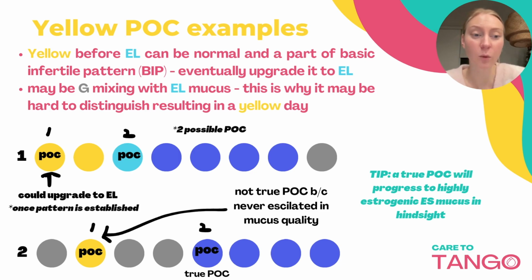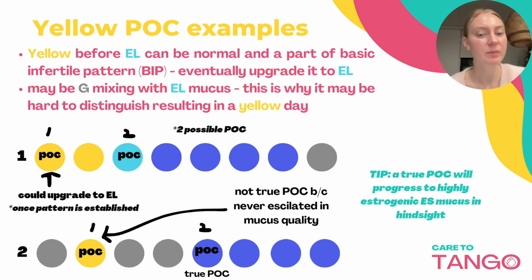And perhaps it was moist as well. So the second diagram, we have a dry day and then we have the yellow day. And again, this is our POC. We're kind of uncertain on what we're seeing. The next day we have a dry day, and then the following day we have a dry day as well. And then following that we have an ES day, and then that increases likely towards ovulation.